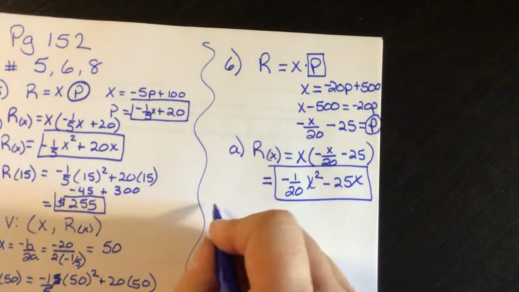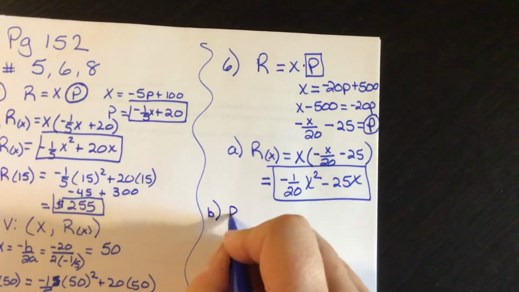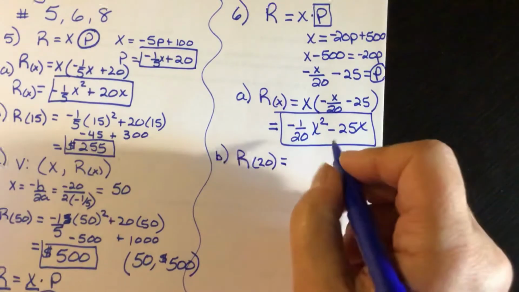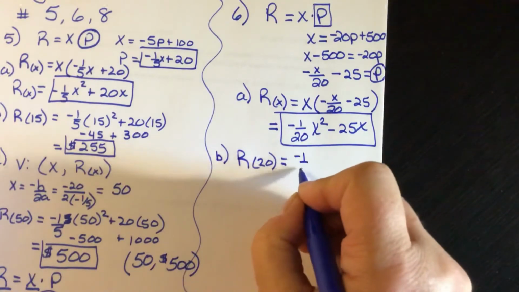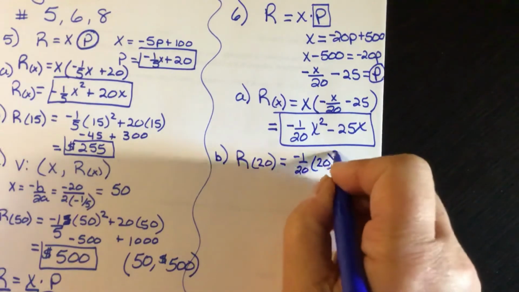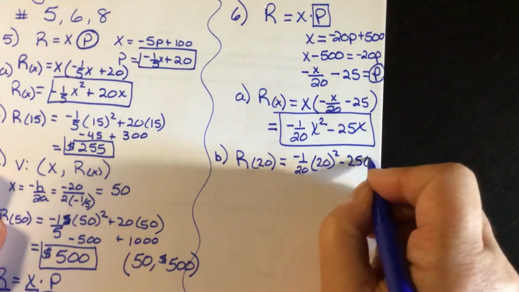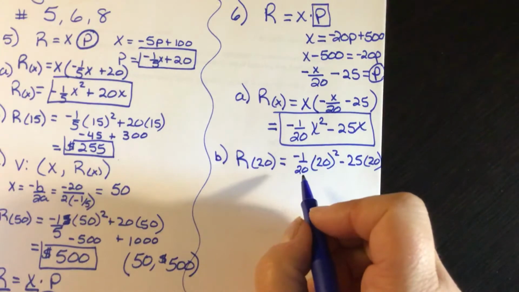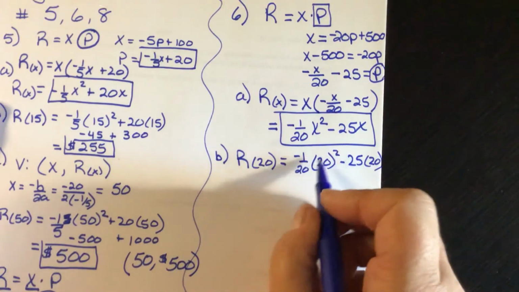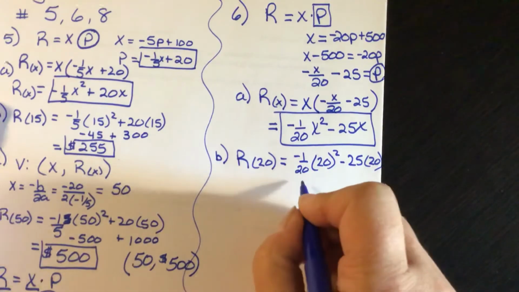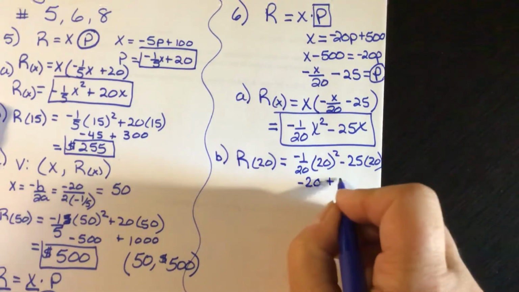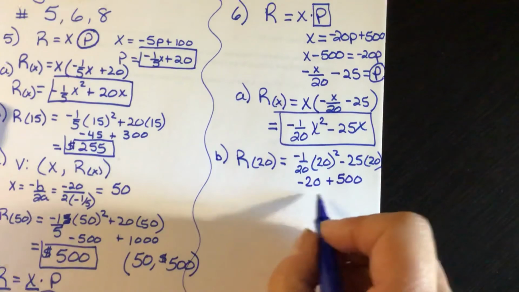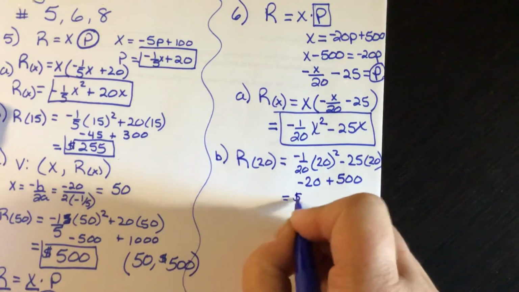So that's our equation. For Part B, we want to know the revenue based on selling 20 items. So I put 20 in for X, negative 1 over 20 times 20 squared minus 25 times 20. So this gives me 20 squared is 400, divided by 20, that's 20. So this is negative 20, and this is plus 500. 25 times 20 is 500. And add them together, and I get $480.